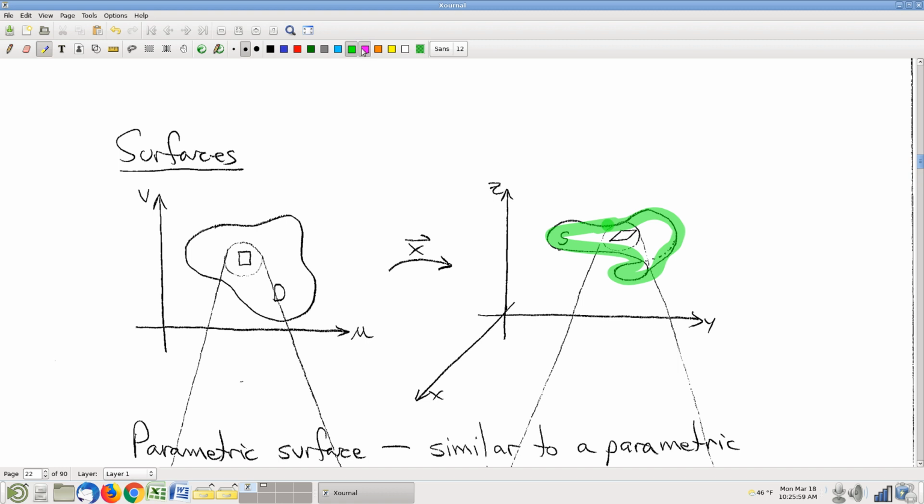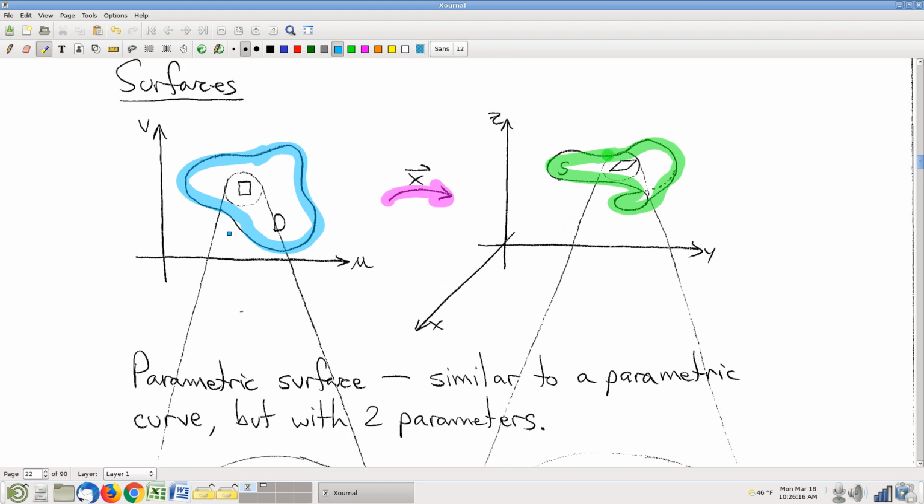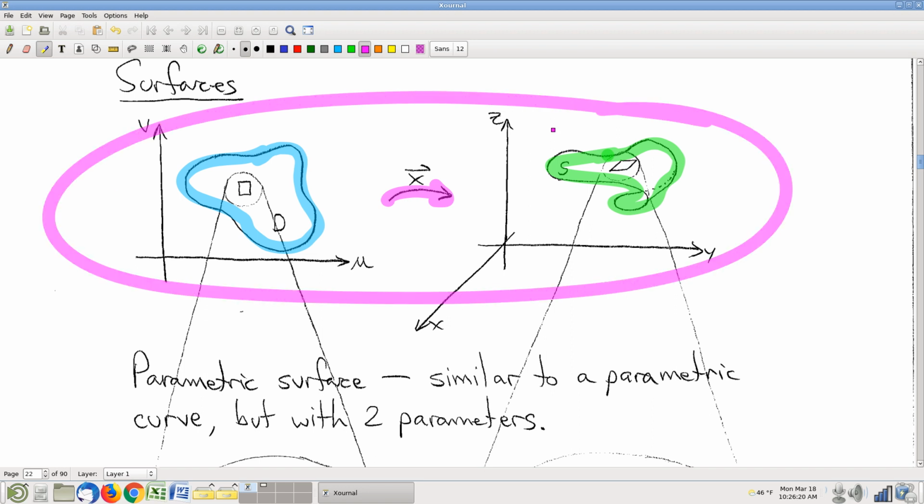If I can view that as the image through some function of a more desirable domain, then I can talk about doing an analogous kind of pullback. So extending the analogy, we call this a parametric surface. Right, so the surface combined with the function whose image it is, we call a parametric surface. And the function is called the parameterization.